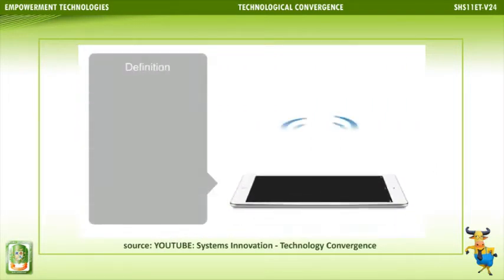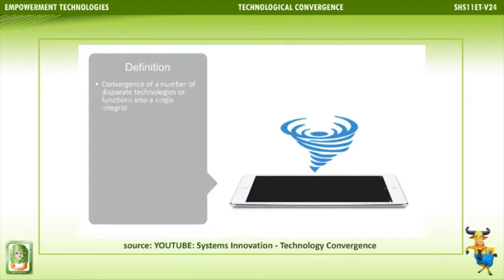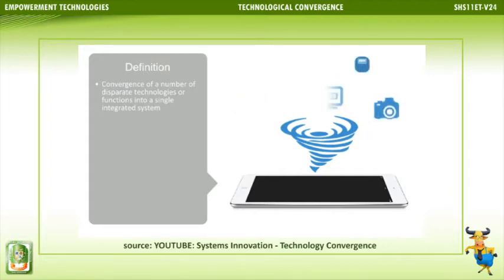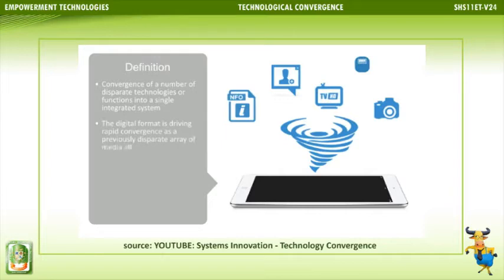Technology convergence is, as the name implies, the convergence of a number of disparate technologies or functions into a single integrated system. The internet and digital convergence are classical examples of this. Virtually all modes of telecommunications are rapidly converging upon the Internet Protocol as a single standard for telecommunications. Digital convergence refers to the merging of four distinct industries into one conglomerate: information technology, telecommunications, consumer electronics, and entertainment. The digital format is driving rapid convergence as a previously disparate array of media, from books to television to films and photographs, are all converging upon a single format.